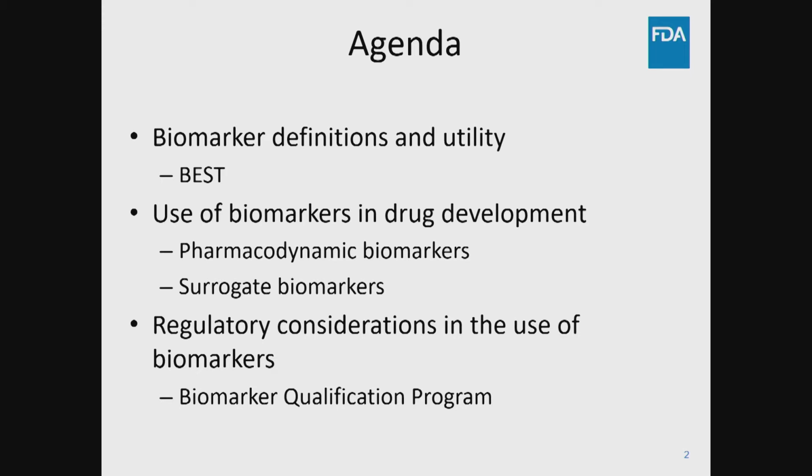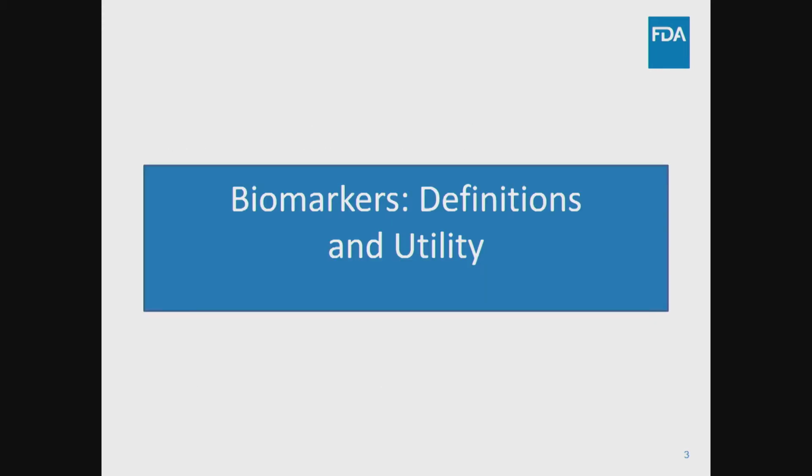I'm going to break the lecture up into three separate parts. I'm first going to discuss biomarker definitions and utility. I'll then go on to discuss the use of biomarkers in drug development, including pharmacodynamic biomarkers as well as surrogate biomarkers. And then we're going to discuss briefly some regulatory considerations in the use of biomarkers. So the first section will be the definitions and utility of biomarkers.